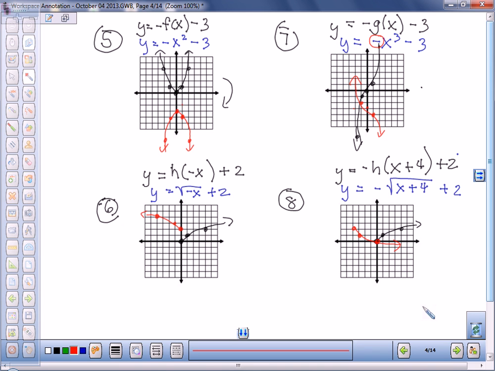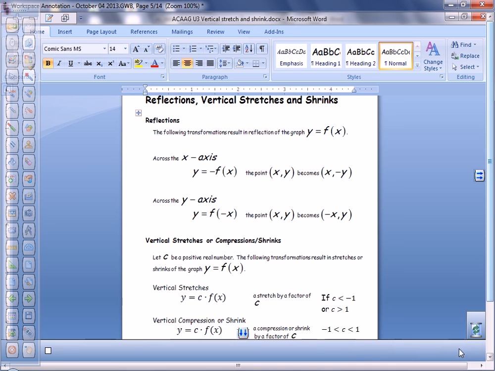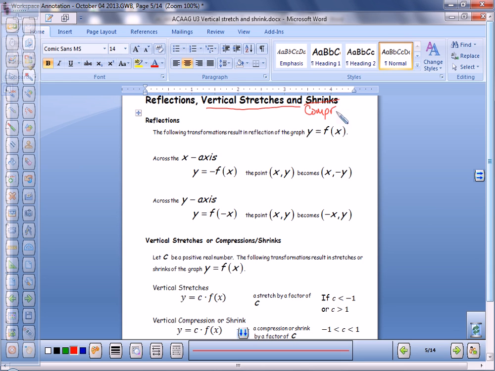Okay. I have already put these notes on the website, so if you need to go back and print these out later on and look at what I've done here, you certainly may. For today's lesson, we are going to add to our reflections vertical stretches and what word do I like to use? Compressions. But since shrinks is also widely accepted, I am going to show it to you just so you'll know what that means.